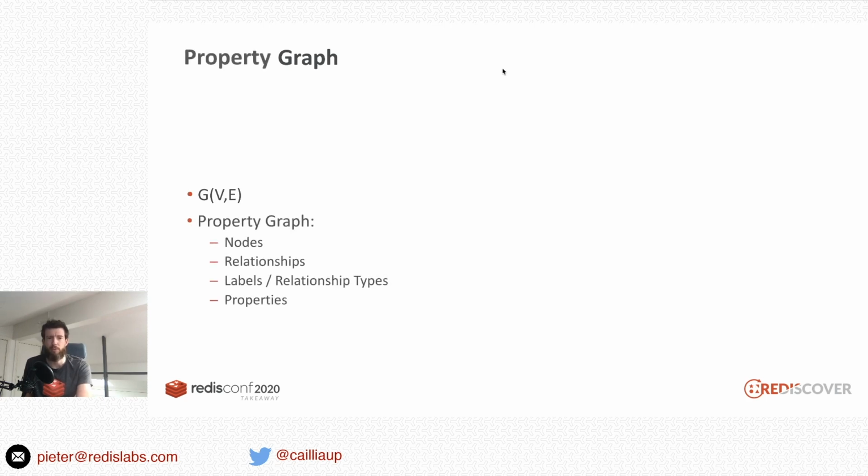graph database effectively is. A mathematical graph is effectively a collection of vertices and edges. Now, RedisGraph adheres to the property graph model. There we have four building blocks: nodes, relationships, labels, and properties.